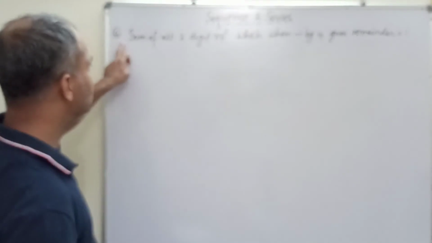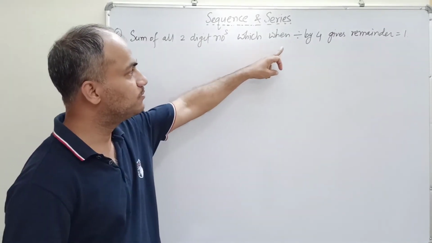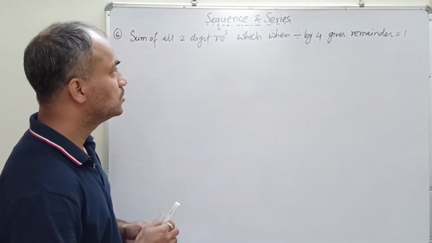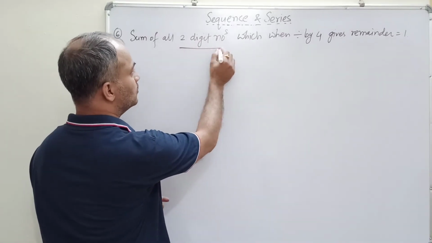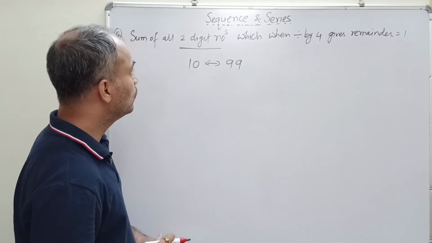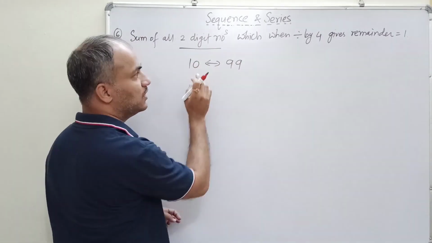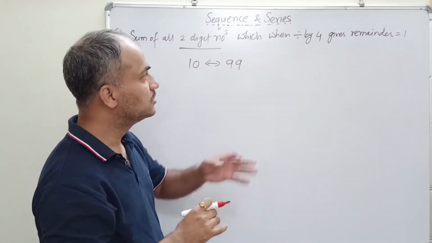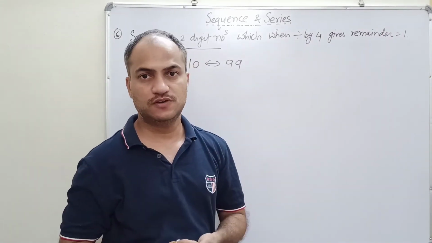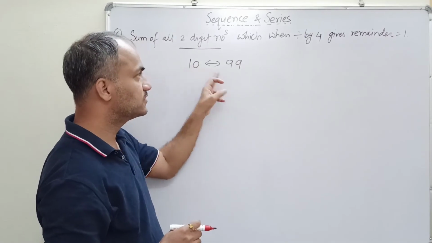So question 6 says: sum of all two-digit numbers which when divided by 4 give remainder 1. This we have to find. So we know that two-digit numbers are from 10 till 99. Now among these numbers we have to choose such numbers which on division by 4 give remainder 1. So those numbers we have to find. So let us find the first number.